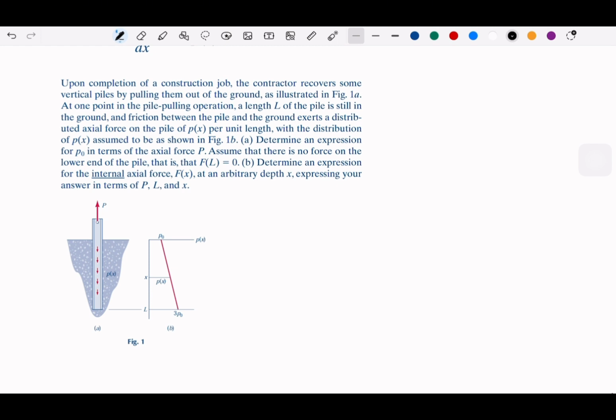Okay, so first, the known info: F of L at the bottom side will be 0, so no force. And then at x equals 0, this is equal to P, which means the outside of the ground, right? Outside of the ground.